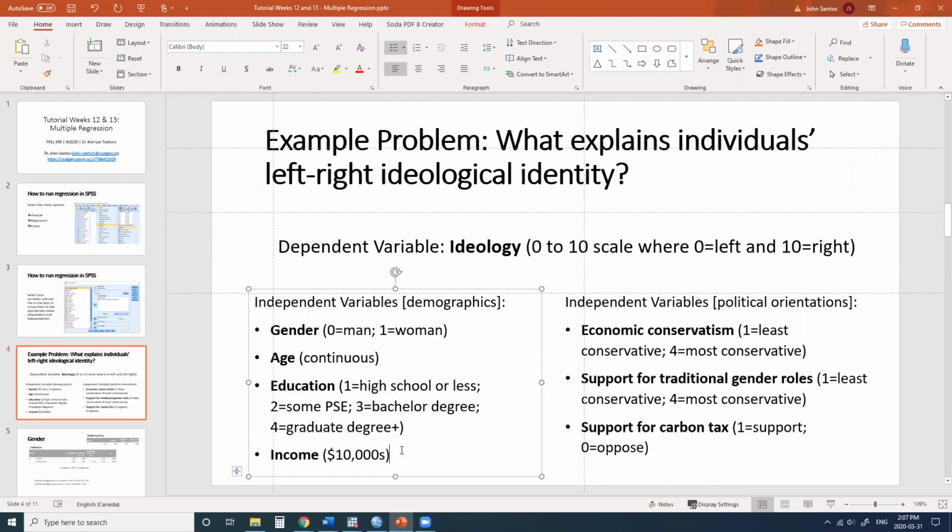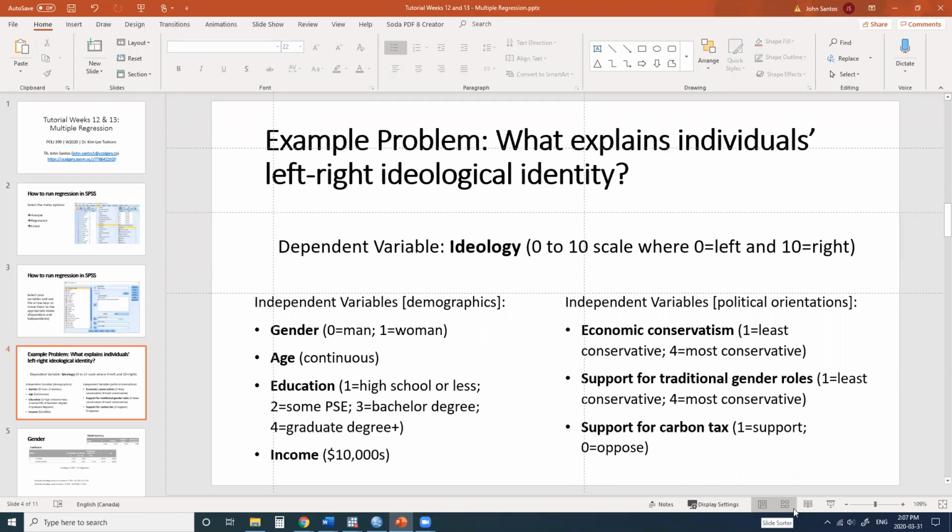So if you think back to Dr. Tuxhorn's lecture, it's important to know the units that we're dealing with, right? So income and age have readily apparent units. It's just age in years and income in tens of thousands of dollars, right? So they're continuous measures. Gender is simply binary in this situation, right? It takes the value of 0 if a respondent's a man, and it takes the value of 1 if someone's a woman. Education is an ordinal variable. So 1, 2, 3, 4.